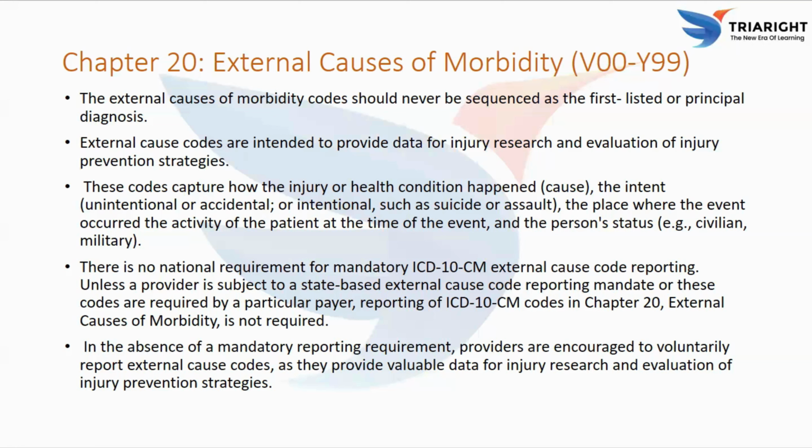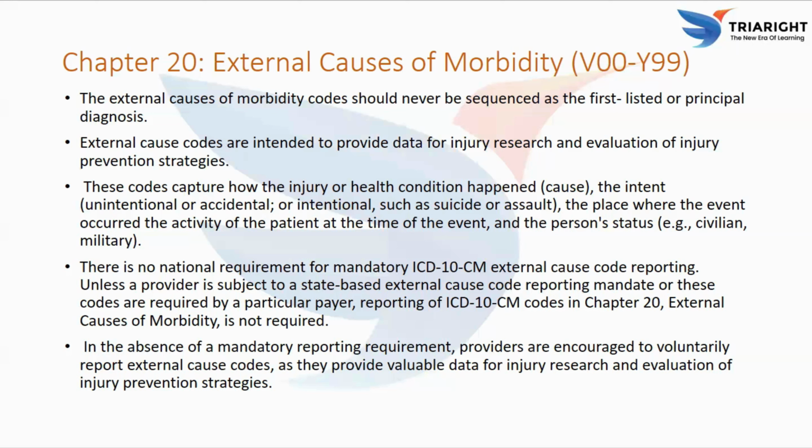So what is the purpose of these external cause codes? These codes are mainly used for injury research, public health data, accident prevention programs, policy making and safety regulations. They help to answer questions like, where do most accidents happen? Are injuries increasing at workplaces or on roads? What type of activities cause more injuries?